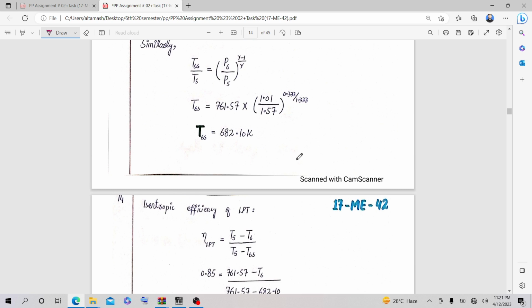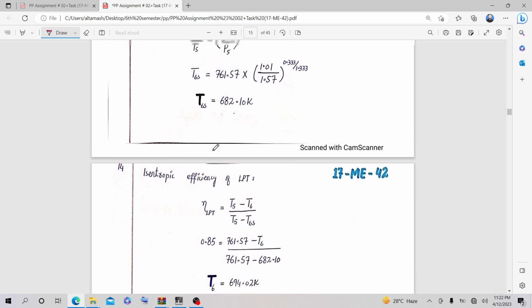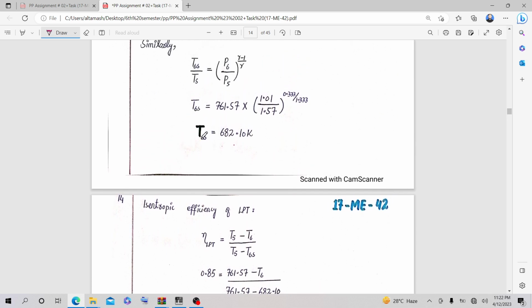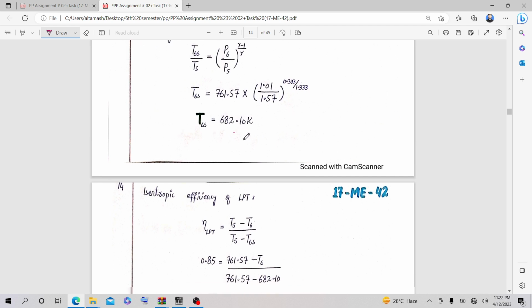Actually, I am proceeding with this numerical very fast because I will focus on the new concepts, and if you want to learn this numerical, you should go to the first video in which I have explained each step in a very detailed manner. In all the next videos the approach is to focus on the new thing and just pass over the previously described things. So T6S is equal to 682.10 Kelvin. Simple.